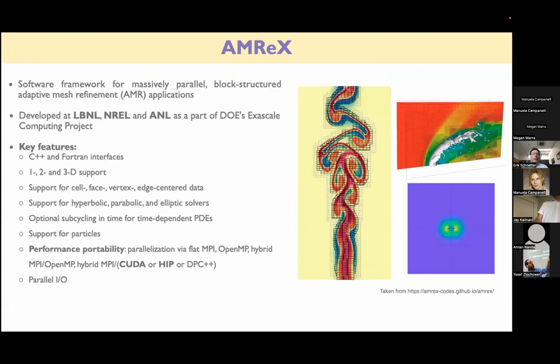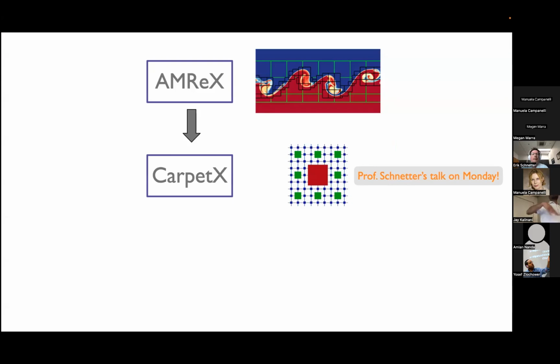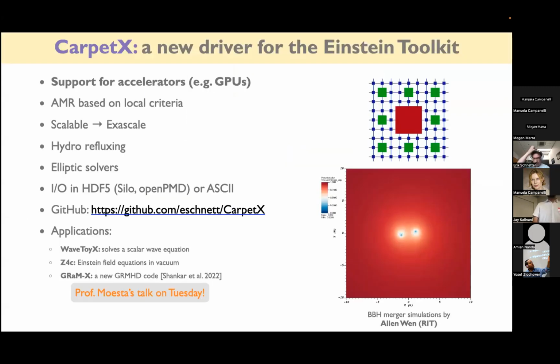So I will not go into much detail. On AMReX, we have this new CarpetX infrastructure, and you already heard from Eric about that. Again, not going into all the important features, but I just wanted to mention that Alan Wen here at RIT is also working on some binary black hole simulations using CarpetX, and he's also working on some interesting moving box mesh refinement, porting it over to CarpetX from Carpet.